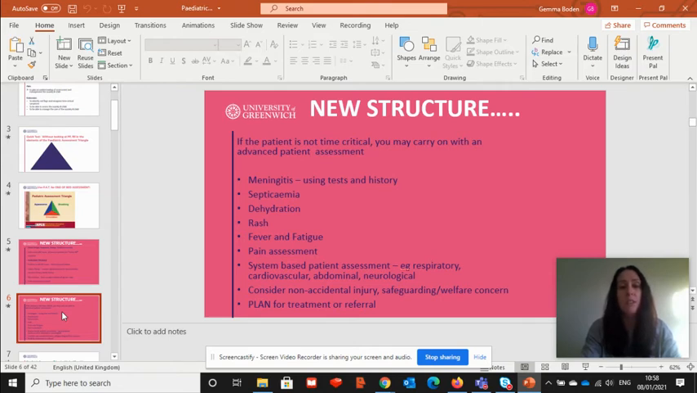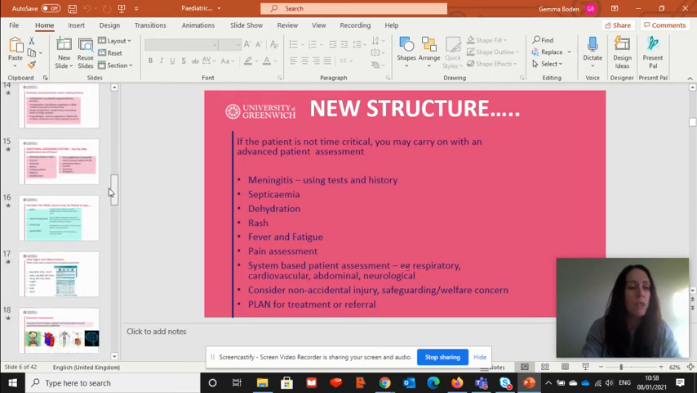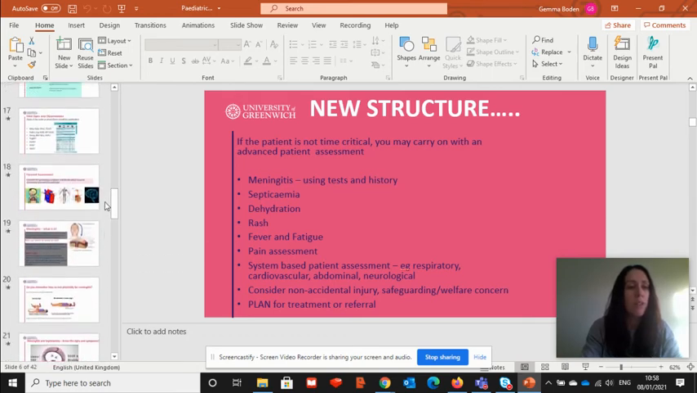do a pain assessment, consider which system we might want to assess in addition, and then we'll think about non-accidental injury, safeguarding, welfare, and then we'll finish up with just a roundup and a couple of facts. Right, so let me get the correct place for us to start and we can crack on.